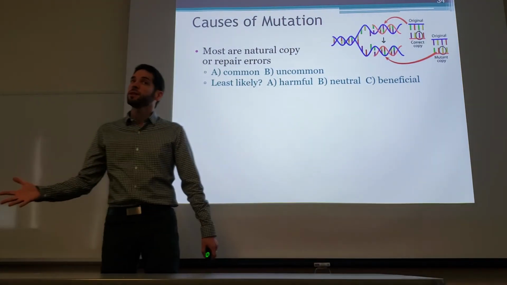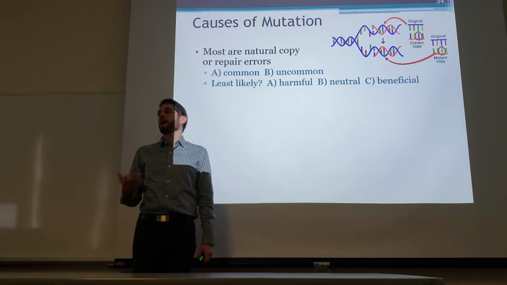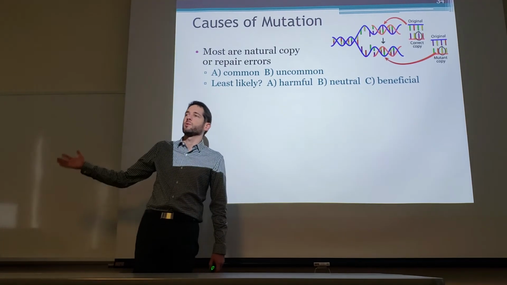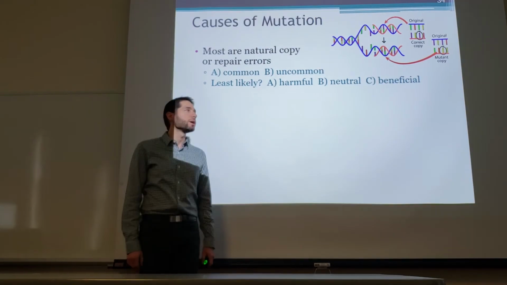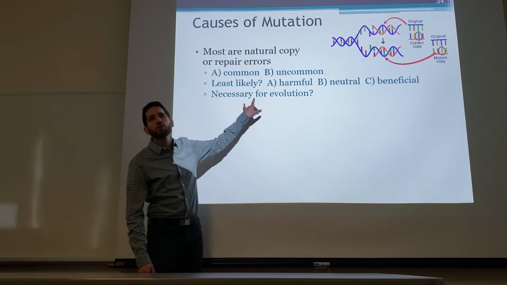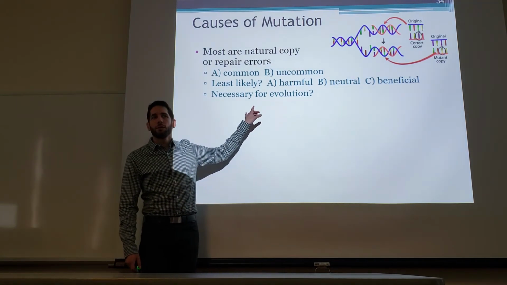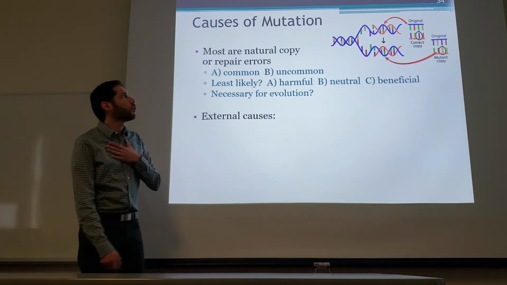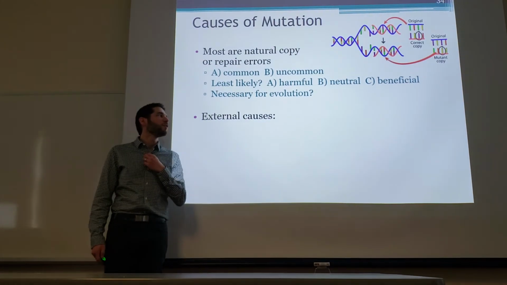It has happened in history, right? That an animal had a mutation and it was actually beneficial. This has happened. Give it billions of years, and you will see examples of it. It does happen, but it's extremely rare. Is it necessary for evolution to have a mutation? No. Okay, we already said that. So what are some external causes of mutation?